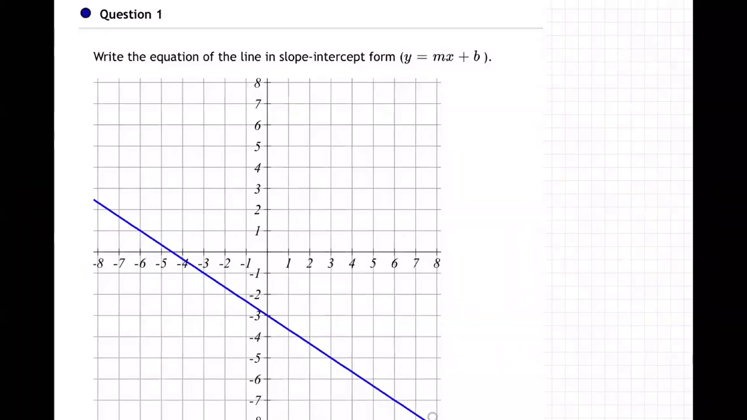Okay, so on this question, they're giving us a graph, a picture. There's a line, and they want us to write the equation. Write the equation of this line. How do you do that? How do you look at a picture, a graph of a line, and work backwards to the equation? Like, what is the equation that produces this line?